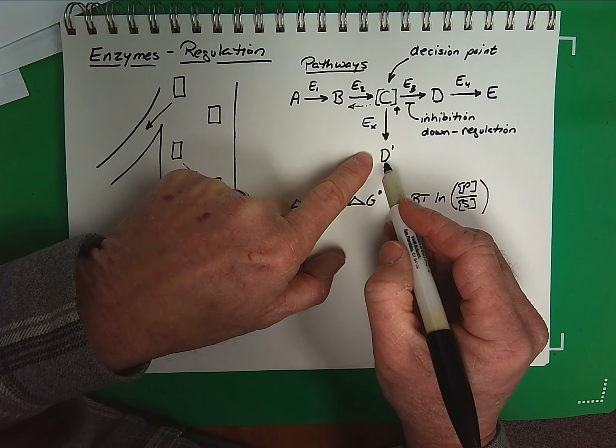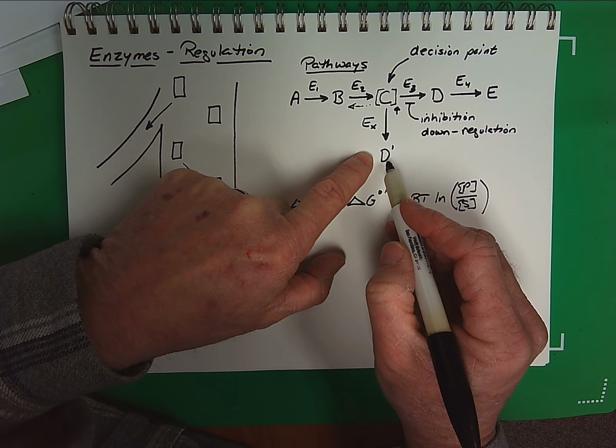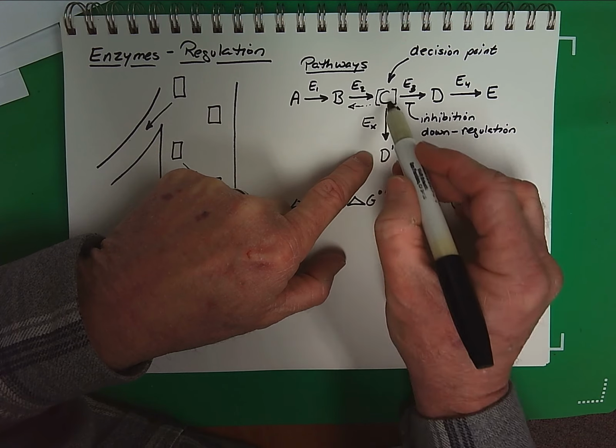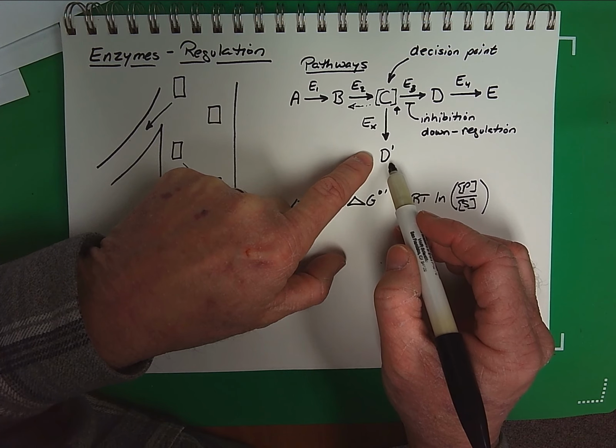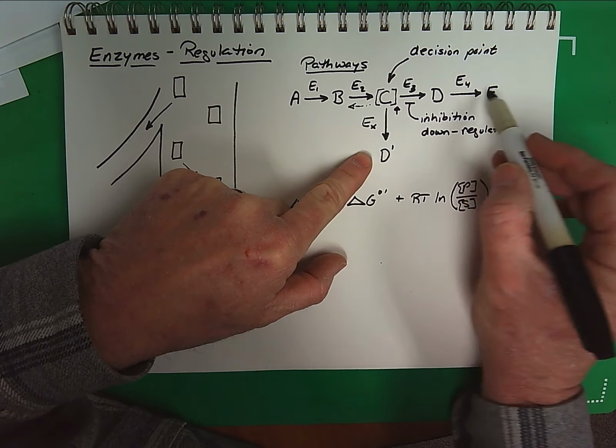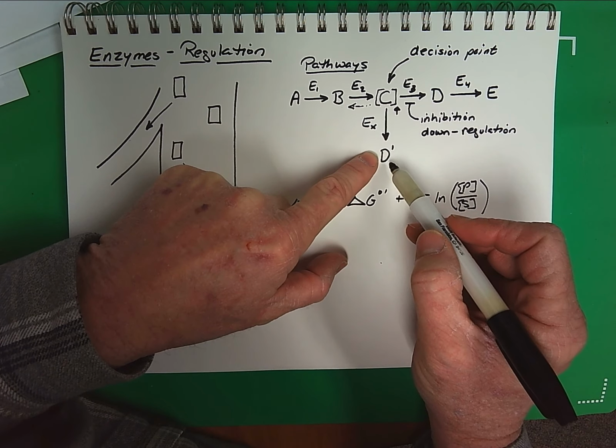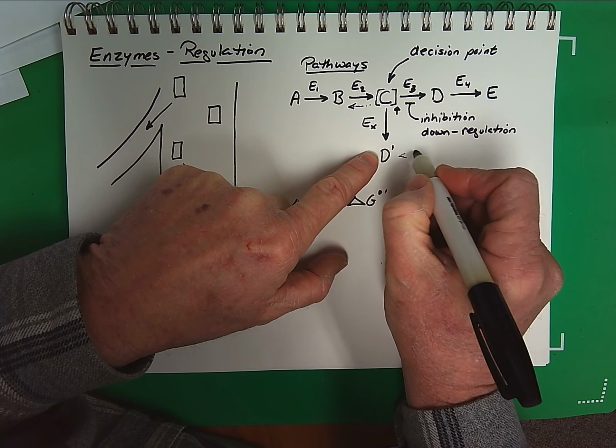What about D prime being our product? Well, this branch point has not been used up to this point. We have only used the main pathway. That means the concentration of D prime is very, very low.